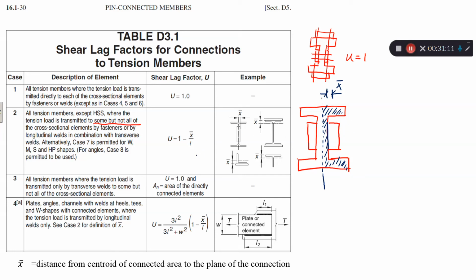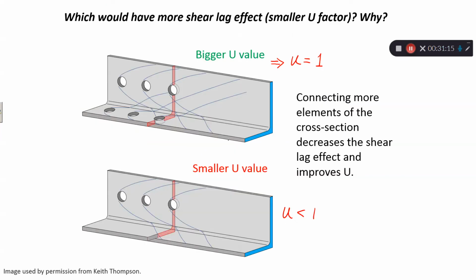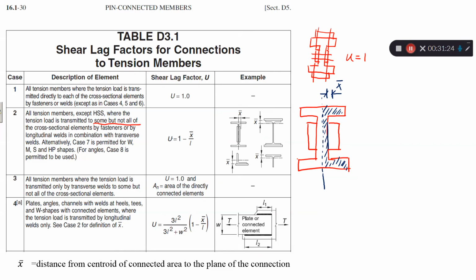Okay, and L is the longitudinal length of the connection. So that's your L. Okay, and that way you're able to determine U.